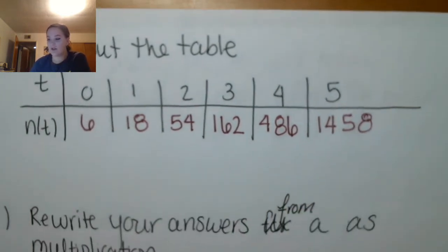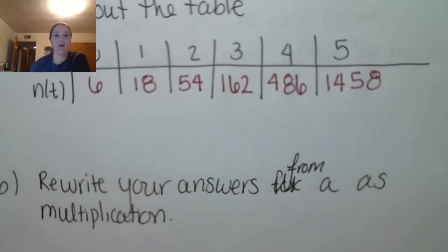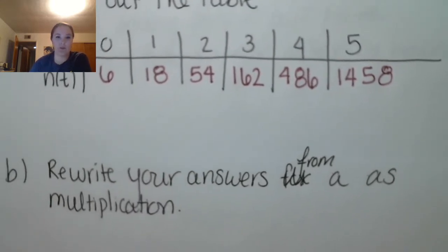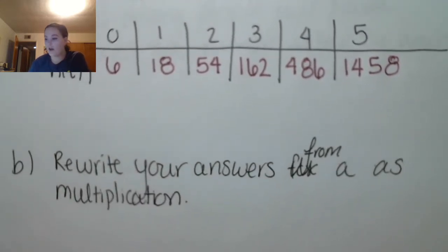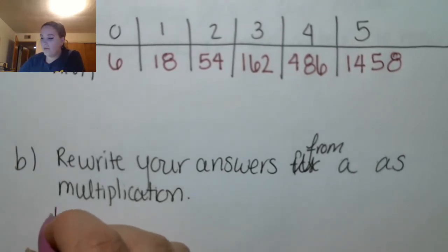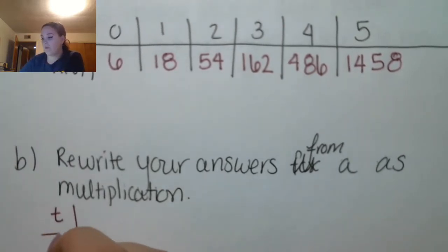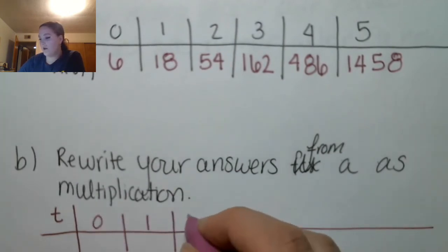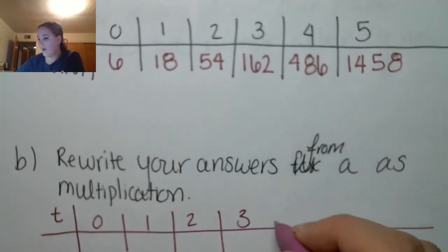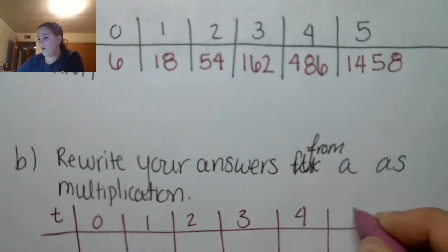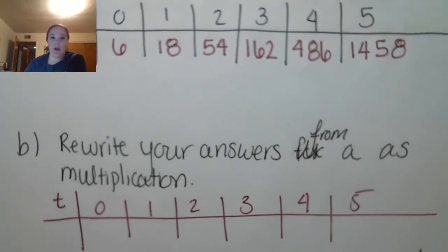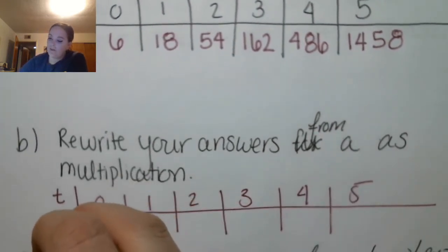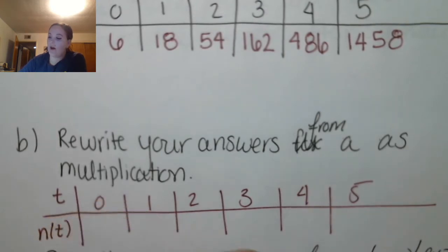All right, let's look at part B. Rewrite your answers from A as multiplication. We're just going to make our table: 0, 1, 2, 3, 4, and 5. This first one is going to be 6.